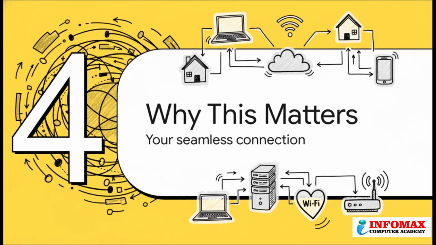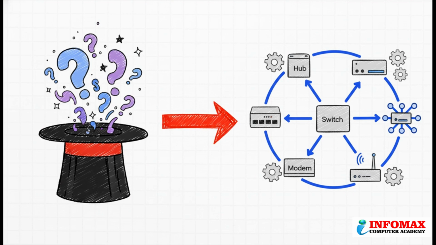So after all that techie talk, you might be thinking, okay, cool, but why does this actually matter to me? That's a fair question. Let's bring it all home. It matters because what feels like magic is actually just brilliant engineering and incredible teamwork. When you know what each of these boxes does, you're empowered. The internet isn't some mysterious cloud anymore. It's a system you can actually understand, appreciate, and maybe even troubleshoot the next time your Wi-Fi acts up.